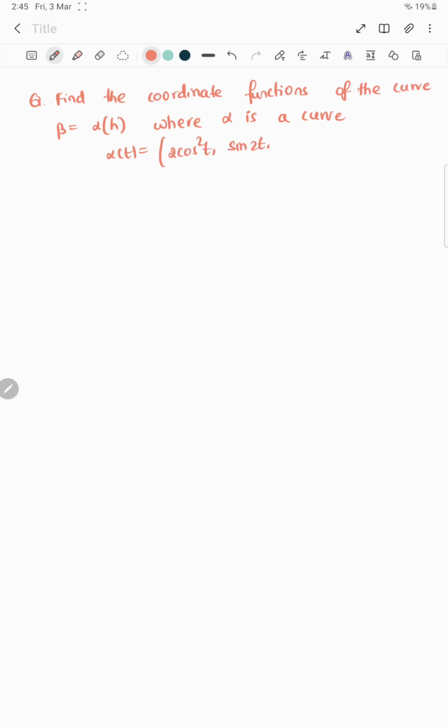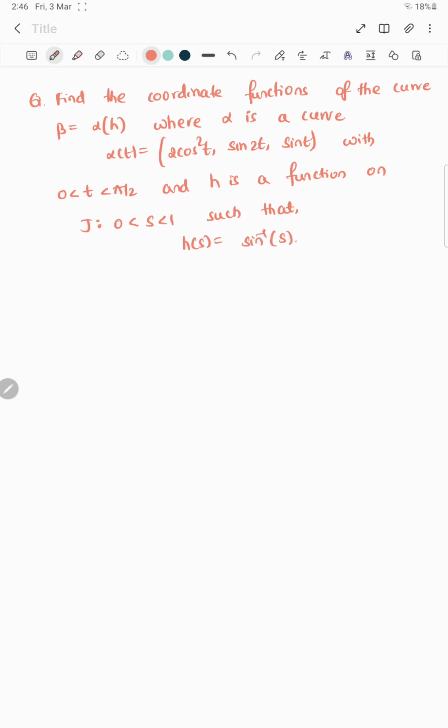find the coordinate functions of the curve beta is equal to alpha of h, where alpha is a curve given by alpha of t is equal to (2 cos square t, sin 2t, sin t), with range of t lying in the open interval 0 to pi by 2, and h is a function on the interval J such that 0 is less than s is less than 1, and h is given by h of s is equal to sine inverse of s.